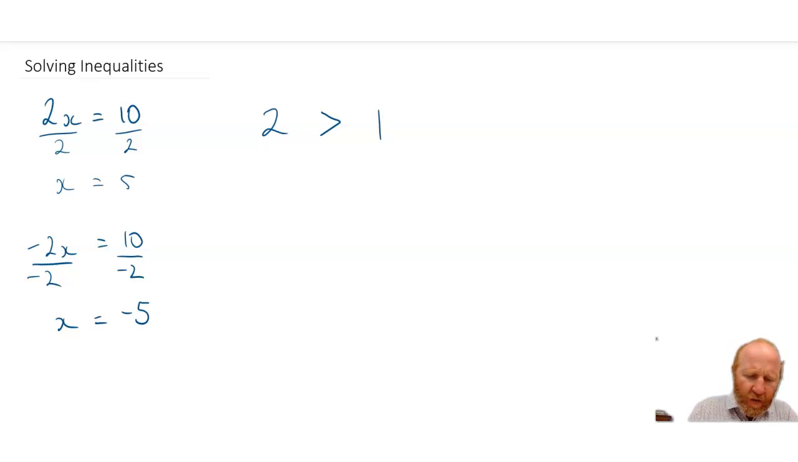If I multiply everything in this line by negative 1, what happens? I then write down, well, negative 1 times 2 is negative 2. I write down 1 times negative 1 is negative 1. And when I go to write my sign back in to make the whole thing match up, negative 2 is not greater than negative 1. This is just wrong.